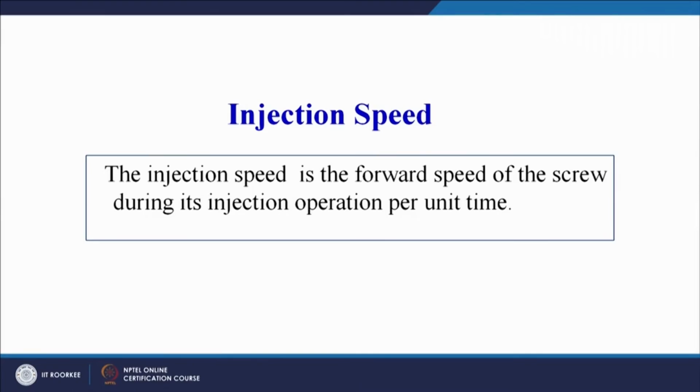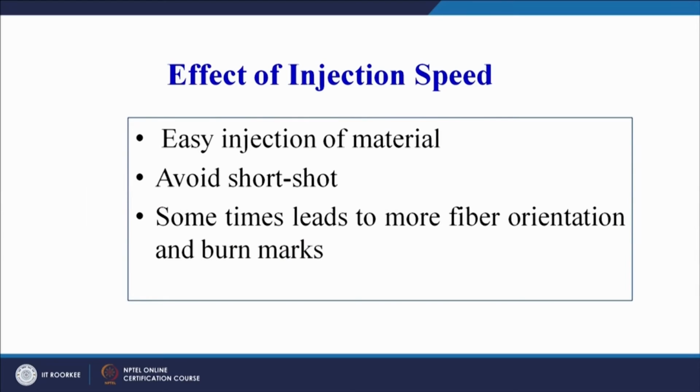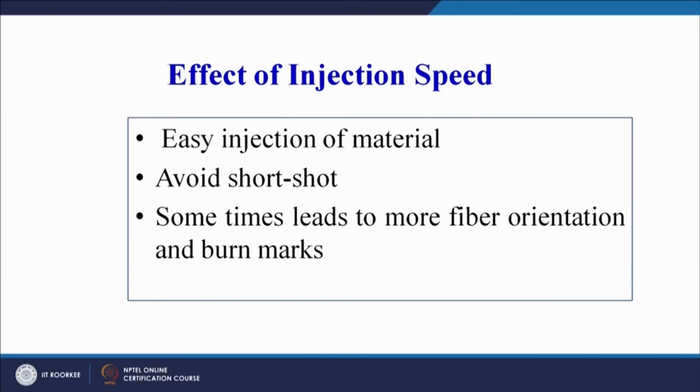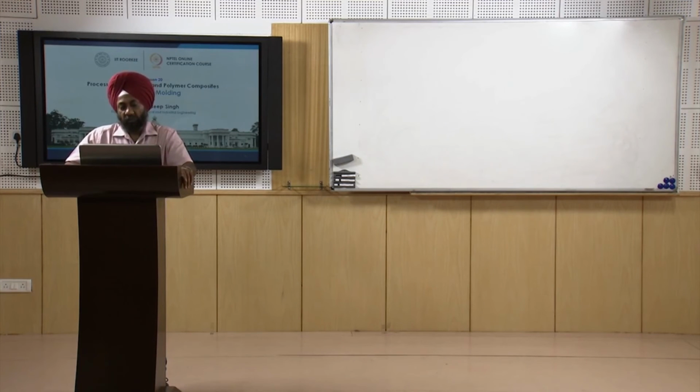Injection speed is the forward speed of the screw during its injection operation per unit time. Now what is the effect of the injection speed? Easy injection of material. It will avoid the short, that is, the product not being formed as per the dimensions. Sometimes it leads to more fiber orientation and burn marks. Because of a high injection speed we may get a defined fiber orientation, which may sometimes not be desirable in composite products. So these are the factors that affect the quality of the product.